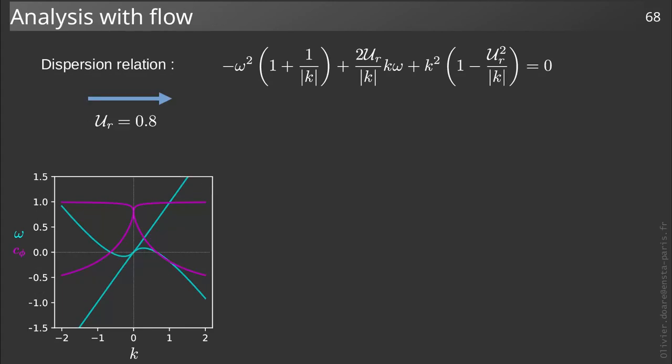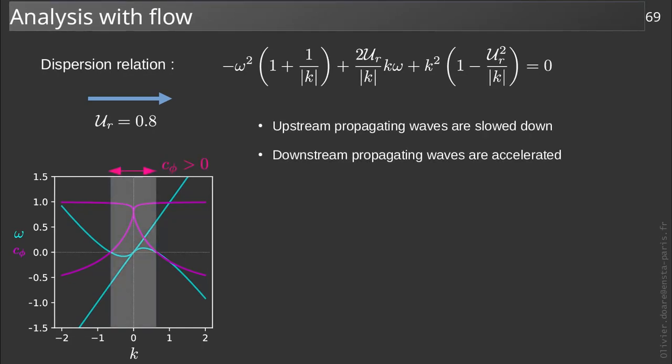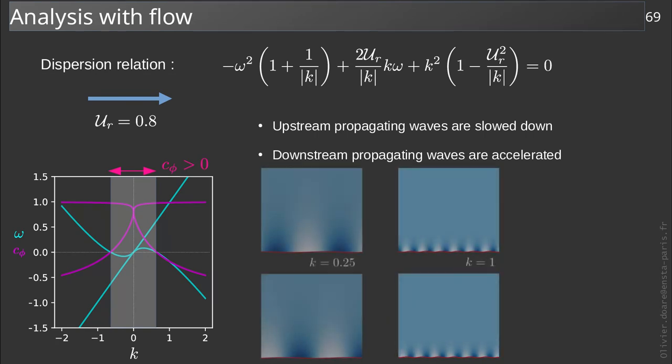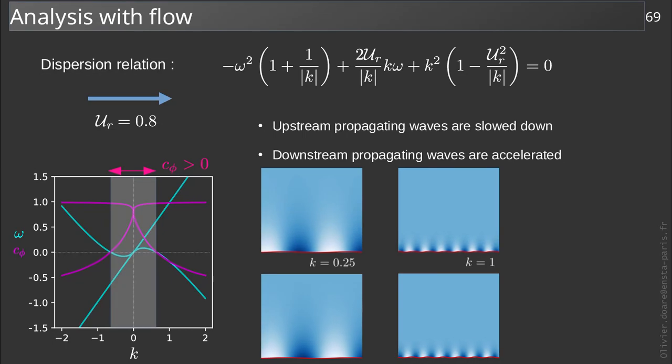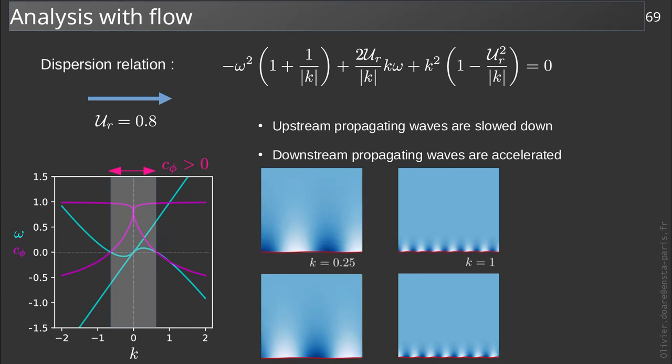Now, what happens if the velocity of the flow is no longer 0? Let us look at the case UR equals 0.8. We can see that the waves propagating upstream are slowed down, and that in a range of values of wave number around 0, the direction of propagation of the upstream waves is reversed. Consequently, no wave goes upstream. This can be seen in the animation for k equals 0.25, where both waves propagate to the right.